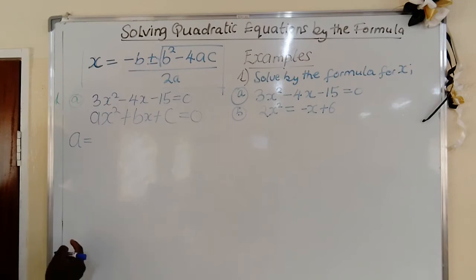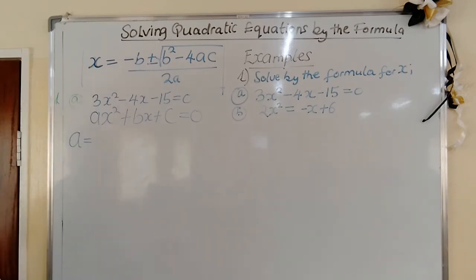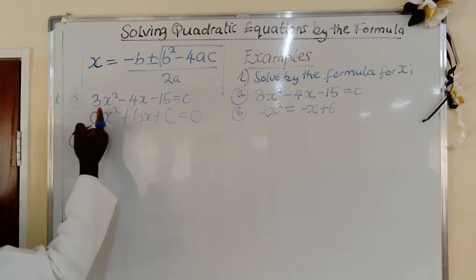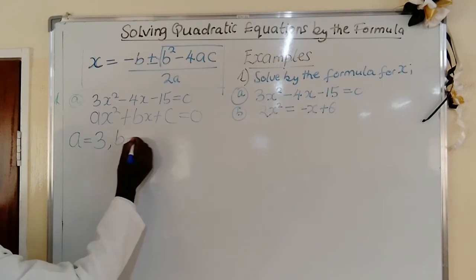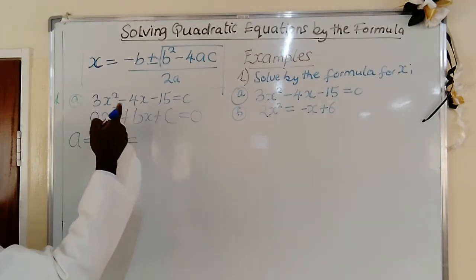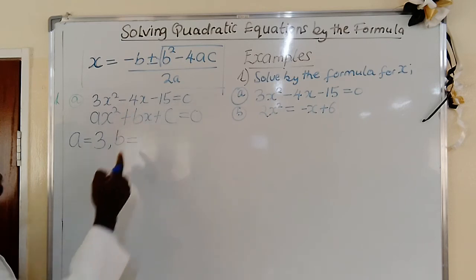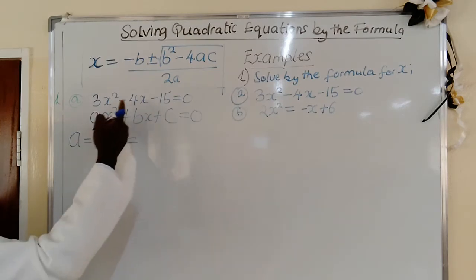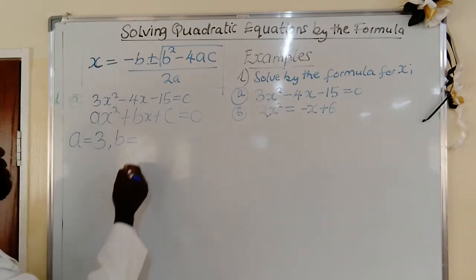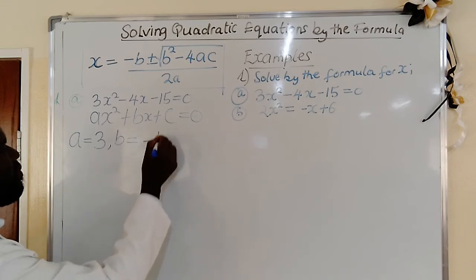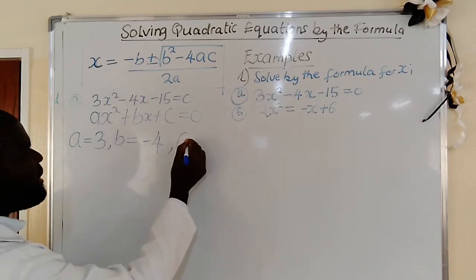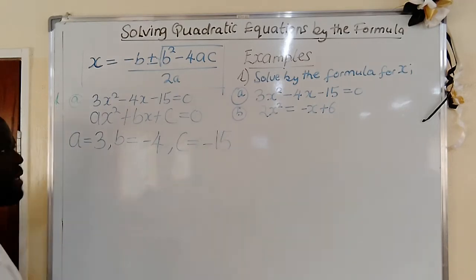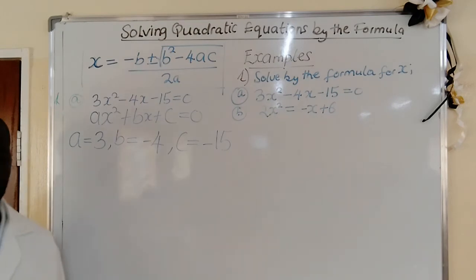So quickly, let us get the values of a, b, and c. a is 3. And b is negative 4. You have to be careful. You even have to take the sign of the number that is the coefficient of that variable. So b is negative 4. And finally, c is negative 15.